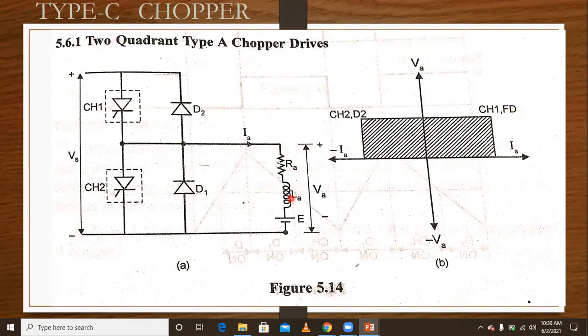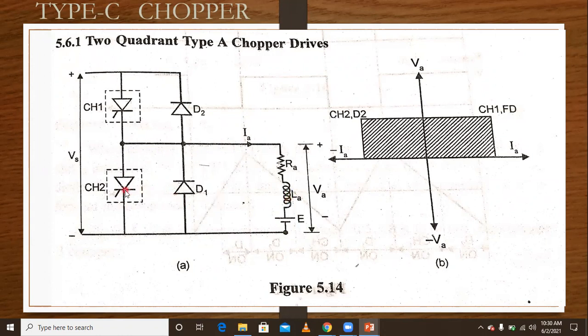Then, when chopper CH2 is in the off state, what happens? The diode D2 gets turned on, because of the armature current direction from motor to source. The armature current freewheels, like a freewheeling diode. The armature current circulates in this manner through chopper CH2 and the diode, and the energy stored in the armature inductor increases.